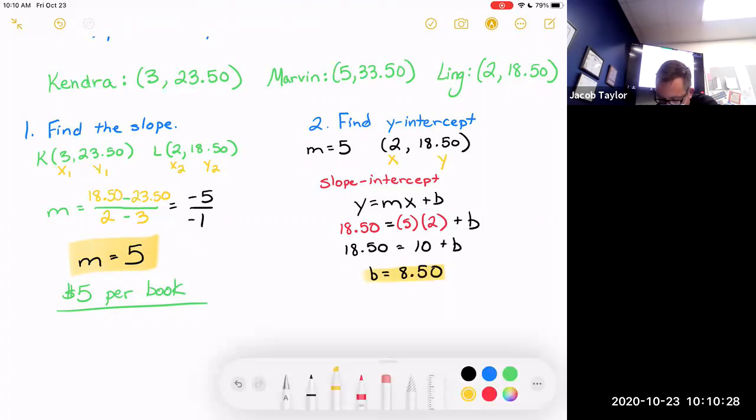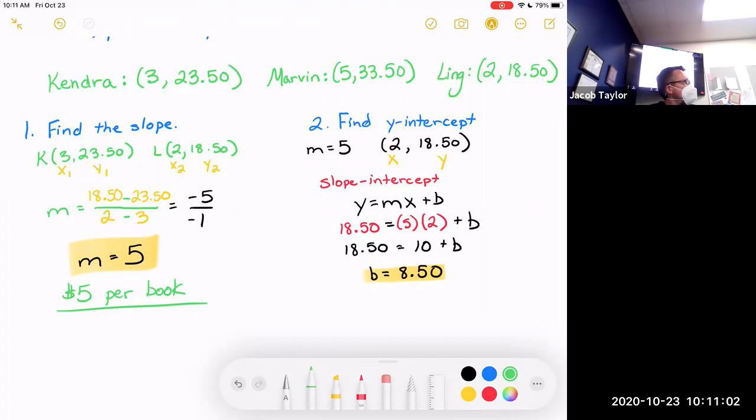What does 8.50 mean? That's like tax or shipping. I'm thinking it's probably shipping. I'm thinking tax is included, because every other person has $5 per book and then $8.50 added on. So I think the tax is included in the cost of the book. Otherwise, like Marvin, who bought 5 books, $25 was the books, and then $8.50 shipping gives him $33.50. So it looks like everybody's paying $8.50.